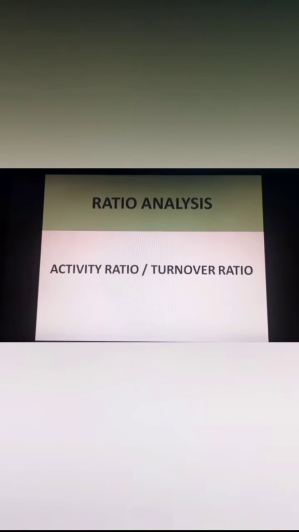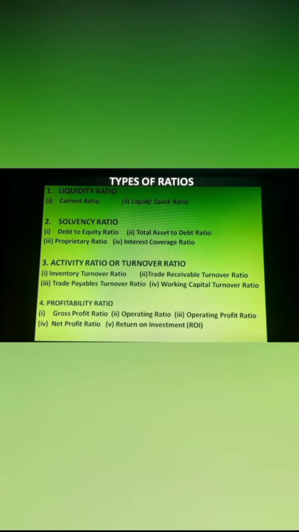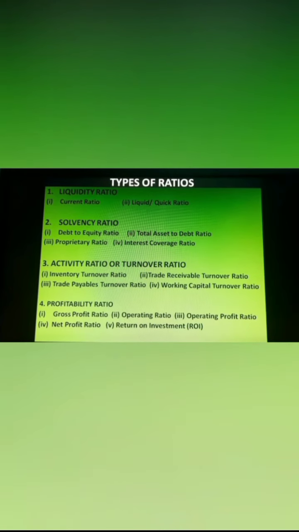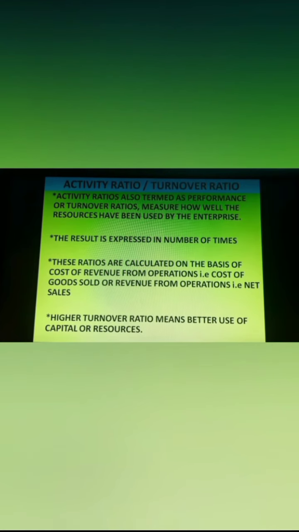Children, the ratio which we are going to discuss today is activity ratio, which is also known as turnover ratio. Let us first of all have a review on the previous ratios which we have discussed. The first one is liquidity ratio, second one is solvency ratio, the third one is activity ratio, and the fourth one is profitability ratio. We have already finished liquidity ratio and solvency ratio, and in today's class we will discuss the activity ratio. What is activity ratio?